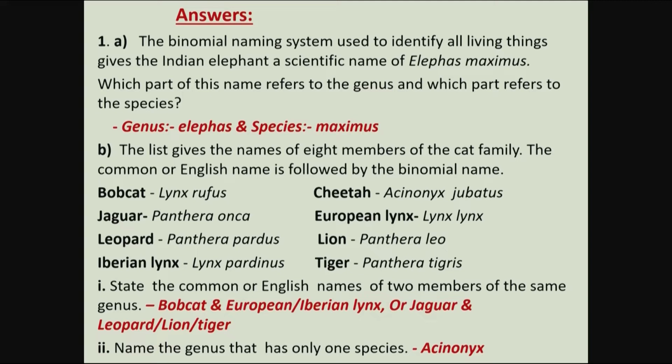Now, name the genus that has only 1 species. That genus with only 1 species is Acinonyx.